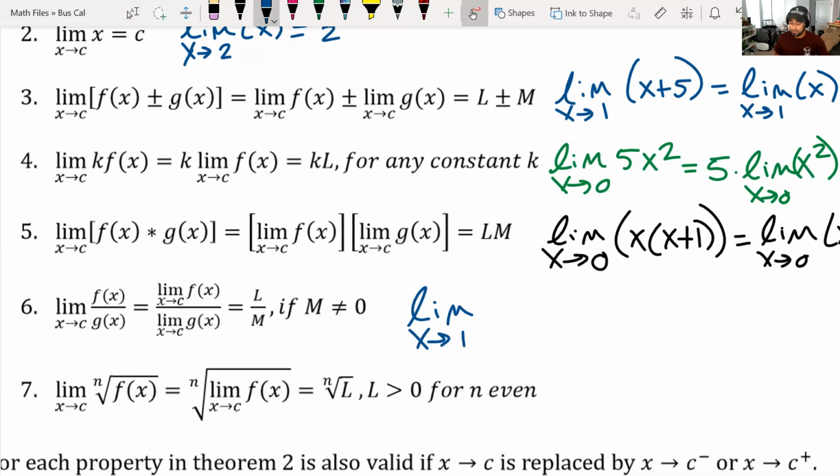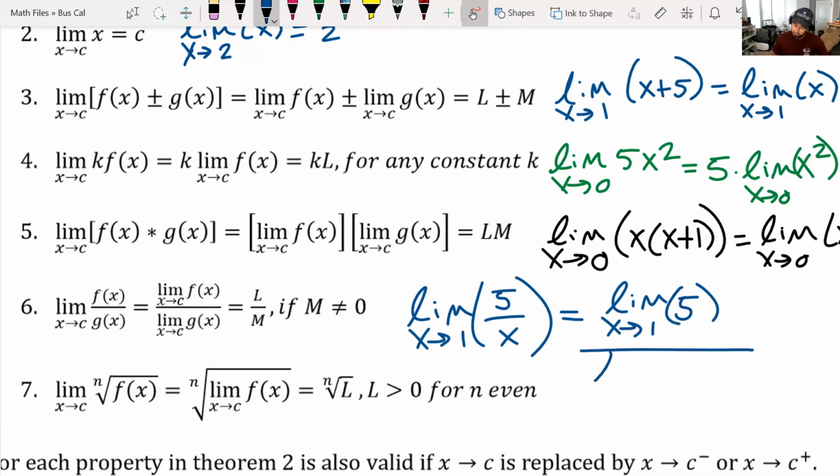Let's say I had the limit as x approaches 1 of 5 over x. Well, now I can split this and say the limit as x approaches 1 of 5 over the limit as x approaches 1 of x. That's it. I applied the limit to the numerator and the denominator separately.